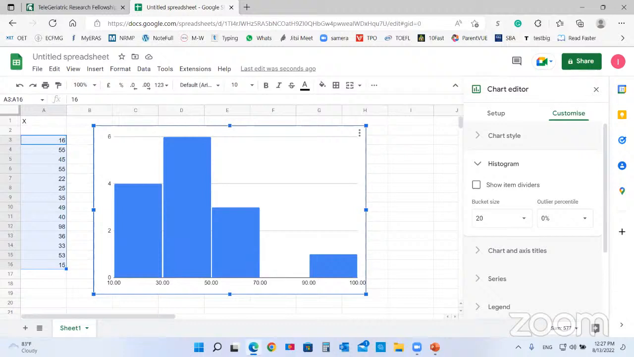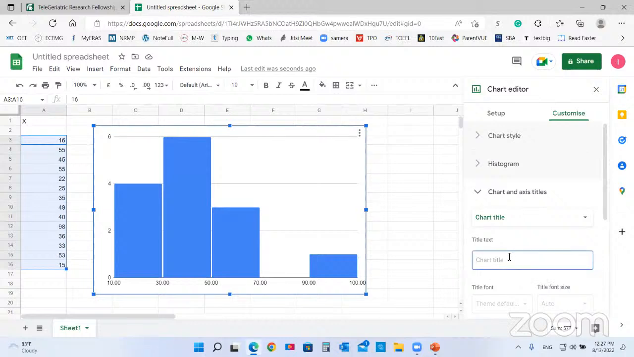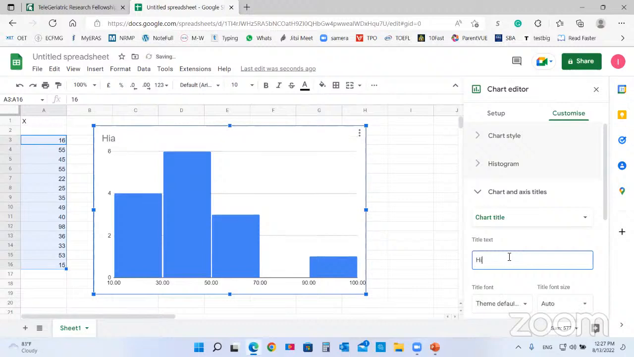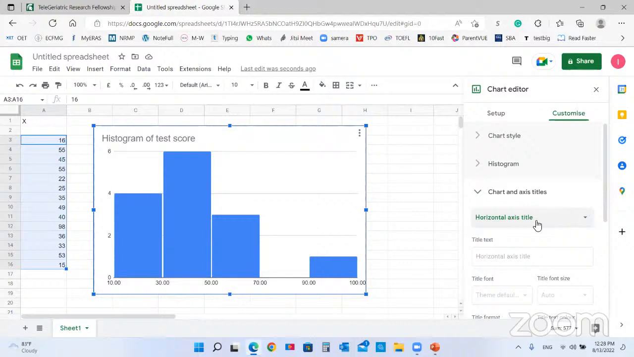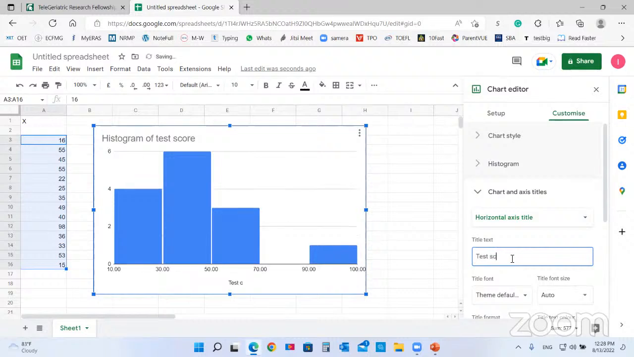Let's make some changes again. We could change this chart and add a title, for example. Let's say this is the histogram of test score. You see here, this is our title. This is the histogram of test score. And we could also change the horizontal axis title. Okay, so let's press. These data are the test scores. All right, and you see here test scores.